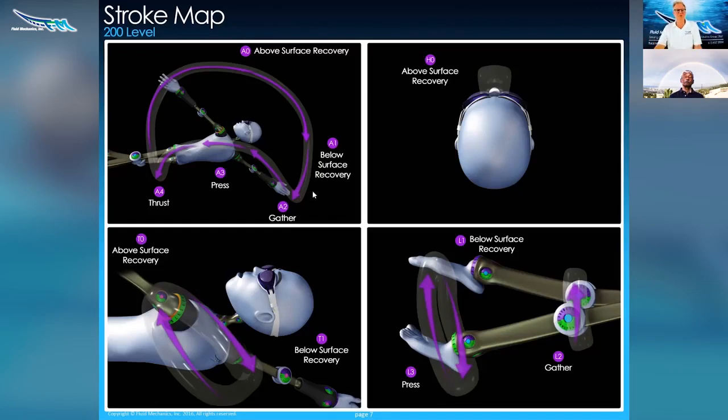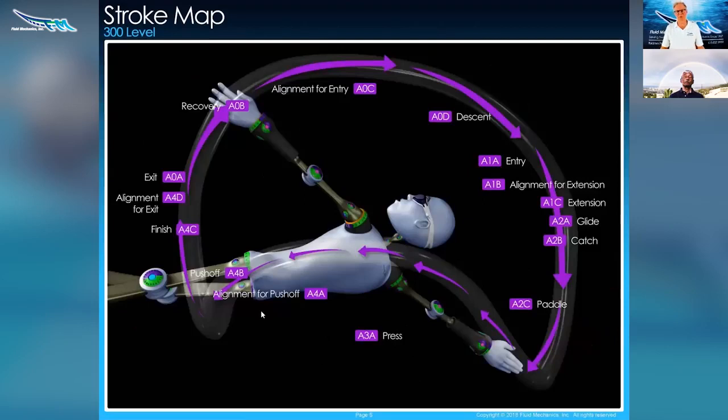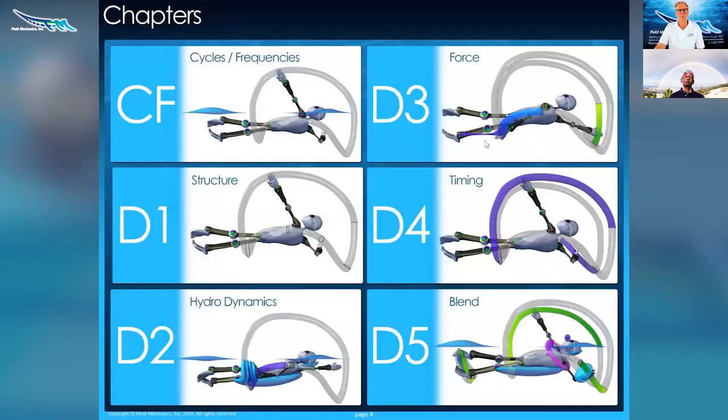Now we're going to go from the 200 level to a 300 level breakdown, and you can see how many more pieces there are. These are called the components, and this is just the arm cycle itself, but you can see all the different components inside that 300 level breakdown. Even from there, you'd go into, for instance, A1A here, the entry, and now you have the elements inside there of angle, bend, location, speed, intensity. If you look at dimension 1 here, you have the structure. Before that, we'll have motion, hydrodynamics, force, timing, and blending. We'll go through that in animated fashion in a moment.